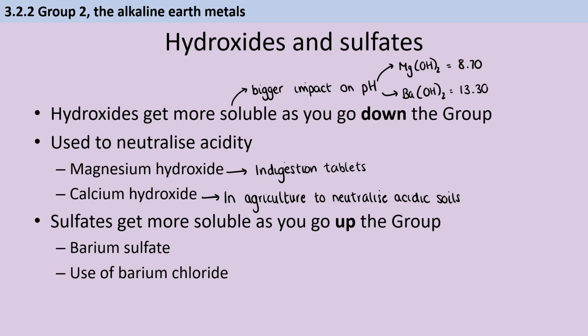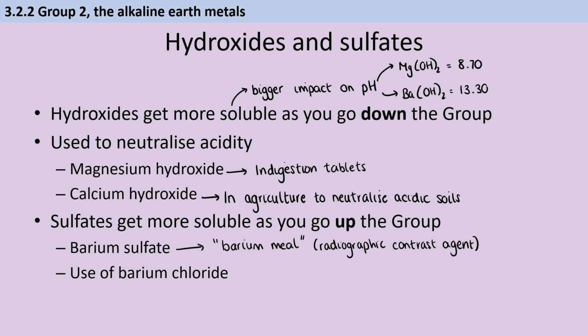Now, in contrast to the hydroxides, sulfates get more soluble as you go up the group. So the one to remember is barium sulfate, which is used in barium meals. In other words, it's used as a radiographic contrast agent. So if you're trying to take an X-ray of someone's intestines, they eat the barium meal, and the barium sulfate will reflect the X-rays in the same way that bone would.